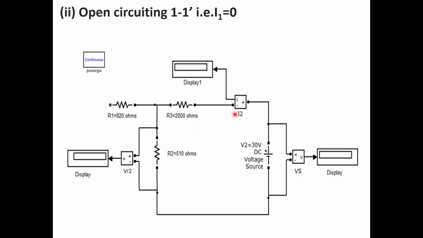Similarly, a current measurement is connected in series with 2000 ohms and a display is connected to the current measurement. Whatever current is measured by this current measurement, which is flowing through this 2000 ohms resistor, will be shown in this display. And across this 510 ohms resistor, a voltage measurement is connected. This voltage measurement is further connected to a display. So this voltage measurement will measure the voltage across 510 ohms, and that value will be displayed in this display unit. You can pause the video and copy down this circuit in your observation or record.